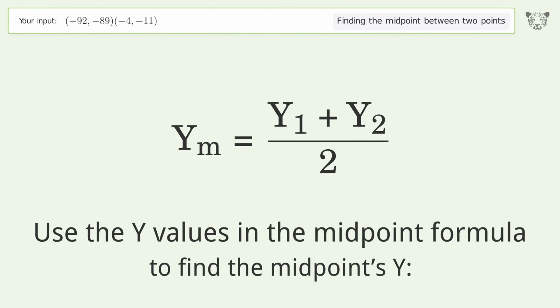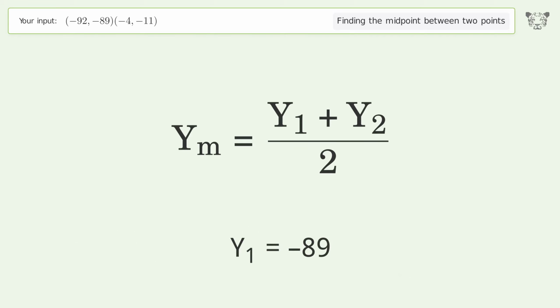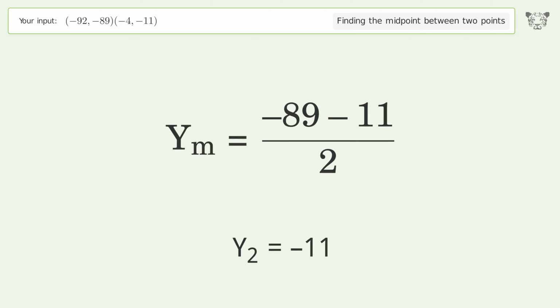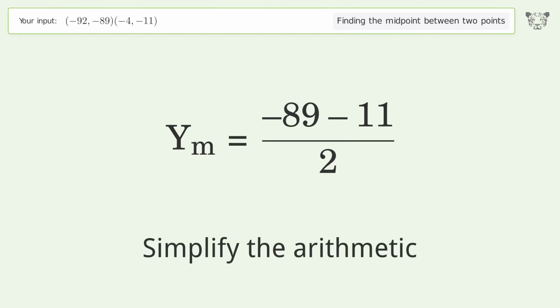Use the y values in the midpoint formula to find the midpoint's y. y1 equals -89. y2 equals -11. Simplify the arithmetic.